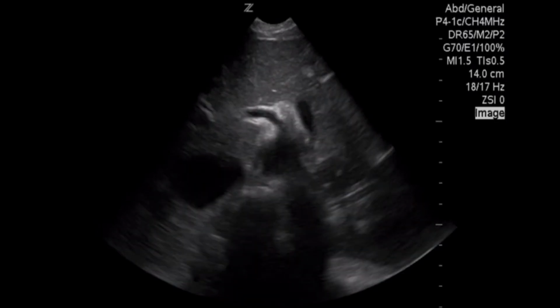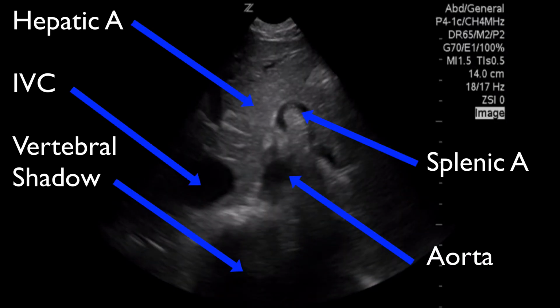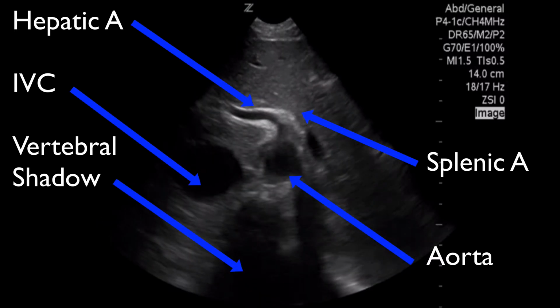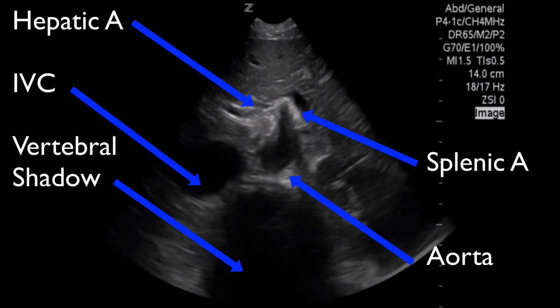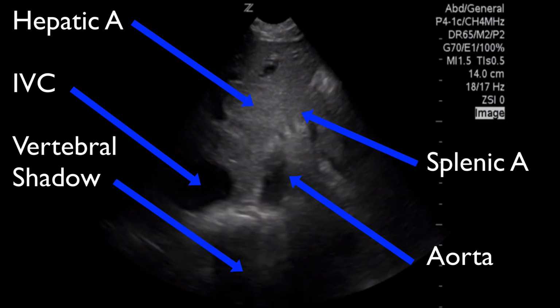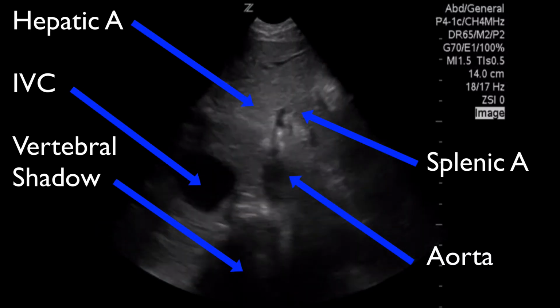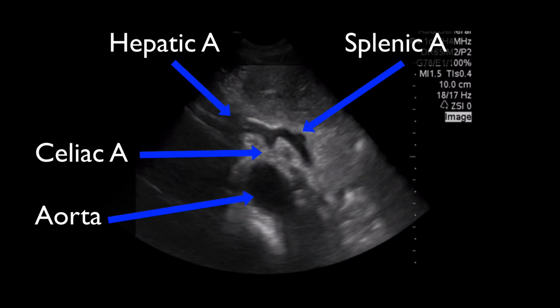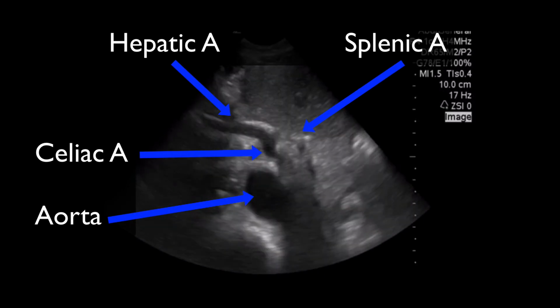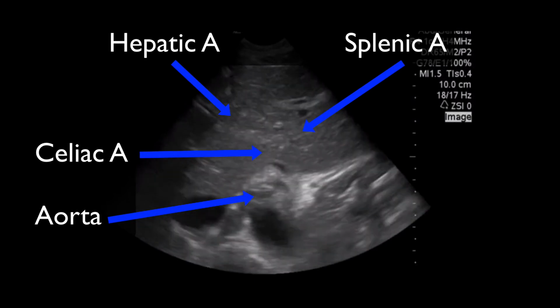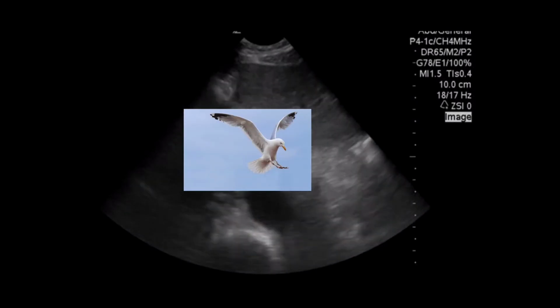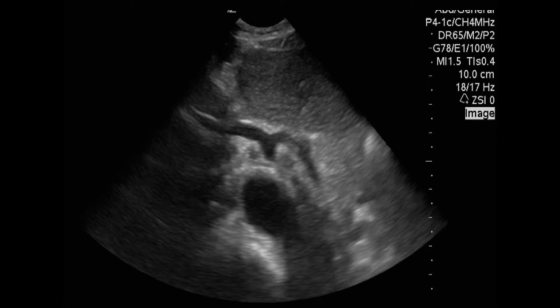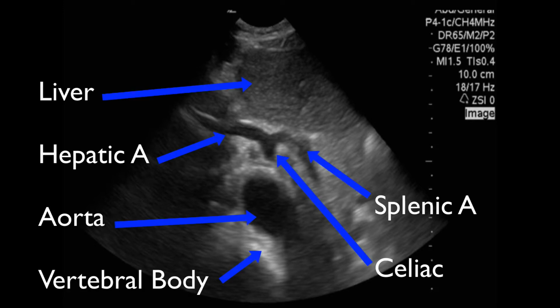In the proximal aorta and the subxiphoid area, the first major branch you'll see is the celiac artery, which will branch into the hepatic artery and the splenic artery. The hepatic artery here is on the right side of the patient or the left side of the screen, whereas the splenic artery is on the left side of the patient or the right side of the screen. Recall this is called the seagull sign, where the right wing is the hepatic artery, the left wing is the splenic artery, and the body would be the celiac artery. In this still image, try to identify the liver, hepatic artery, splenic artery, celiac artery, as well as the aorta and the vertebral body.